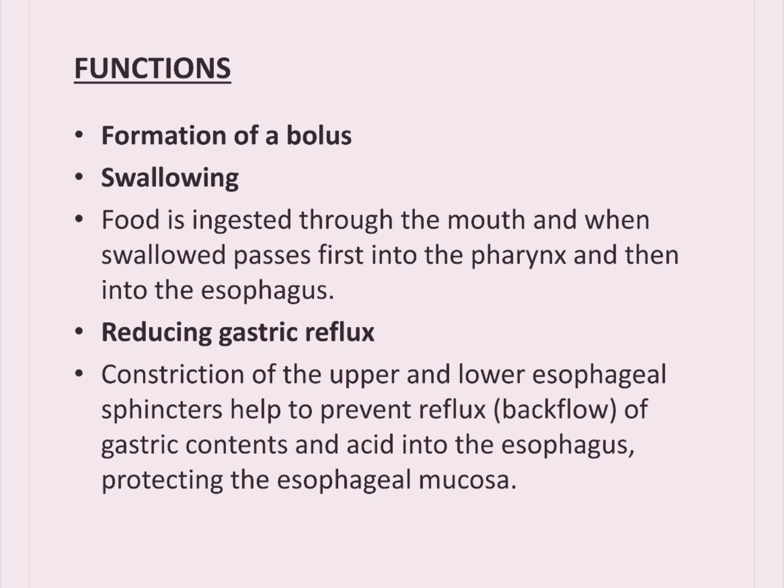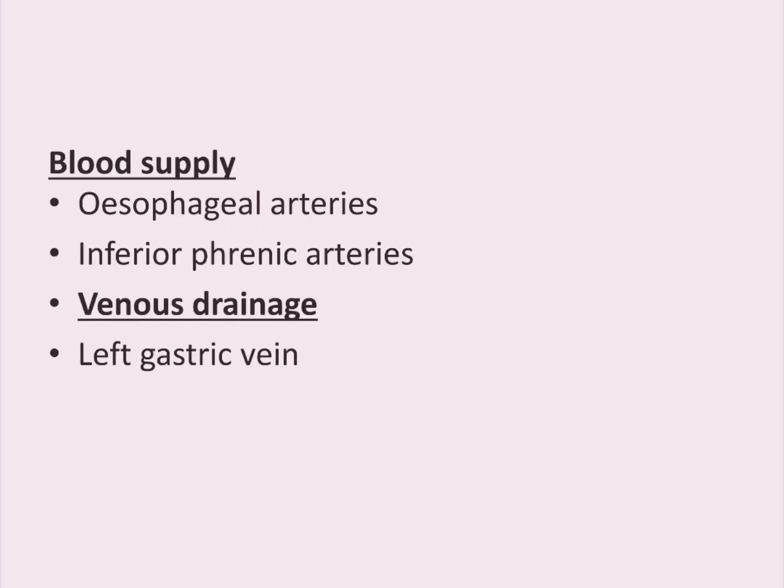It reduces gastric reflux. Constriction of the upper and lower esophageal sphincters helps to prevent backflow of gastric content into the esophagus and protects the esophageal mucosa from disease. Blood supply to the esophagus is by the esophageal arteries and inferior thyroid arteries, with venous drainage by the left gastric vein.